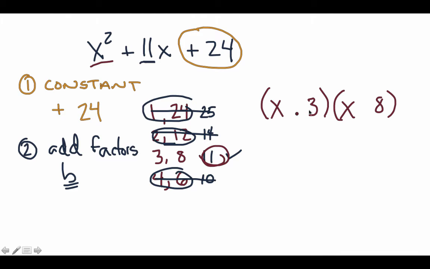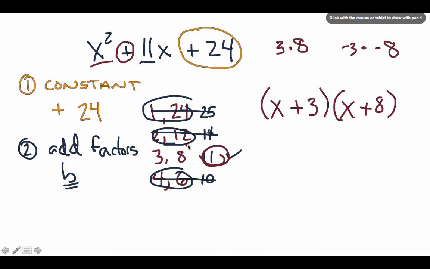Now, I have not put a plus or minus sign here because that all depends on what this sign is. The last number is 24, and the only way to get a 24 with a 3 and an 8 is take 3 times 8 or take negative 3 times negative 8. Well, if it was negative 3 and negative 8, that would make this a negative 11x. It's not negative, so I know it should be plus 3 and plus 8.